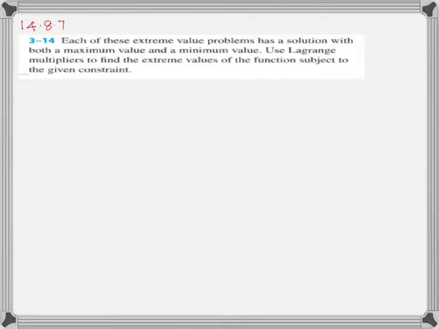Hi, in this video, I will be showing you problem number 7 of chapter 14, section 8. Each of these extreme value problems has a solution with both a maximum value and a minimum value. Use Lagrange multipliers to find the extreme values of the function subject to the given constraint. f of x, y, z equal to 2x plus 2y plus z, and the constraint is x squared plus y squared plus z squared equal to 9.